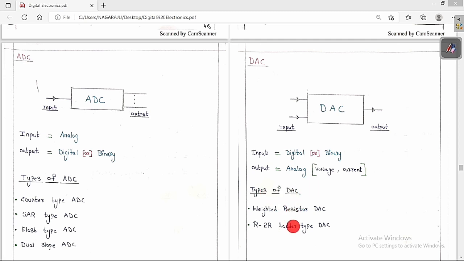These are the two types of DACs that are very useful: the weighted resistor DAC and the R2R ladder type DAC. These are the two different types of DAC we are going to study one after the other.